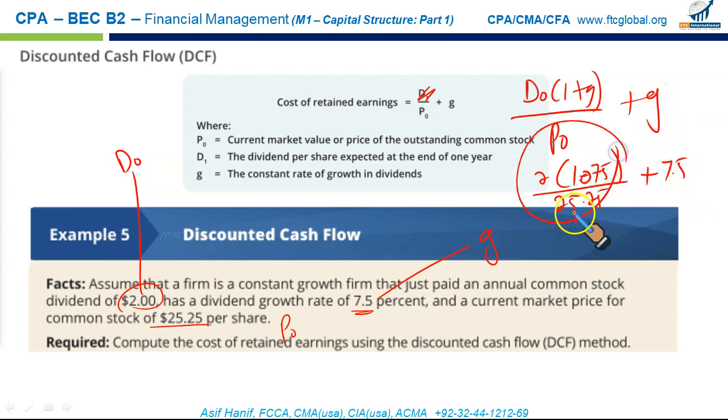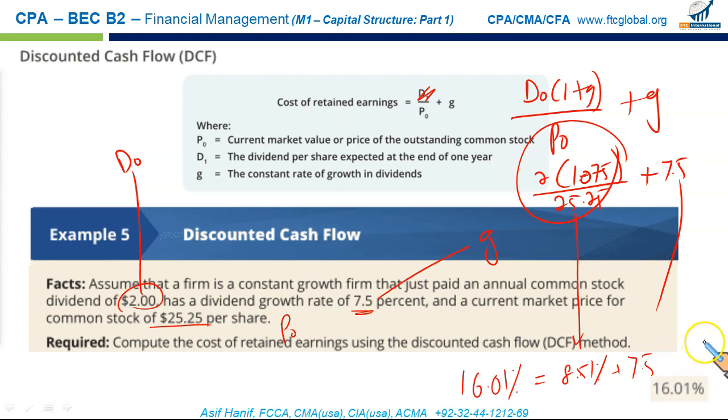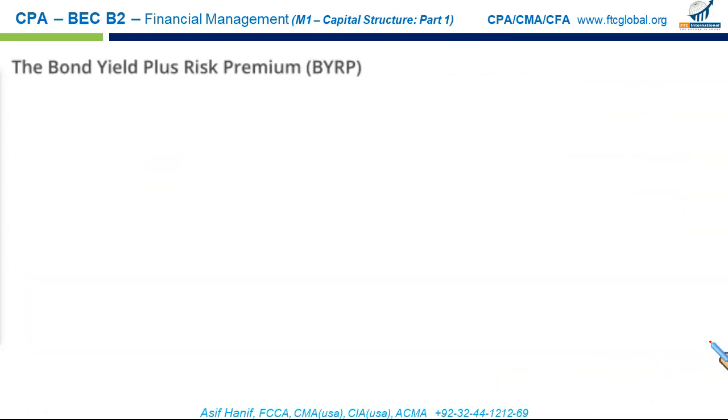Convert this factor into percentage. It's going to be 8.51%. And to this add the 7.5%. This will give you the cost of retained earnings, the cost of common equity, which is going to be 16.01%. That is your result. Moving on.